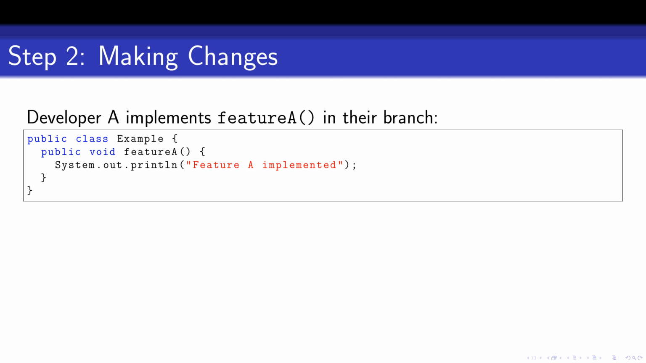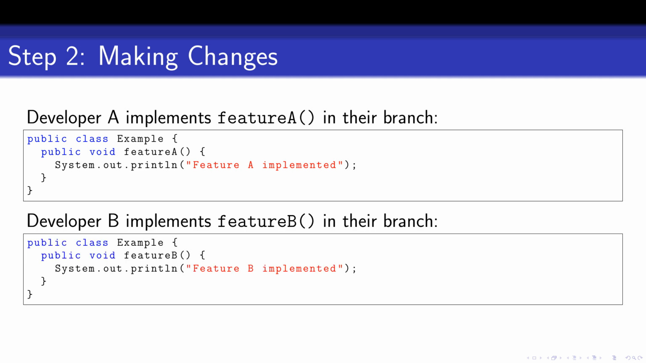Developer A implements the feature A method in their branch. This method prints feature A implemented. Developer B implements the feature B method, which prints feature B implemented. By isolating these changes in separate branches, they avoid conflicts and ensure clarity when merging later.